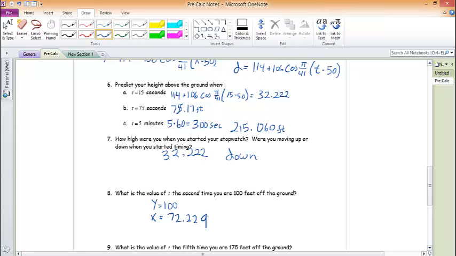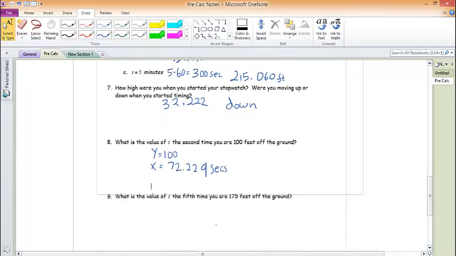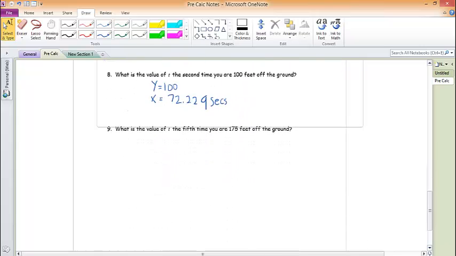And we're gonna get that it intersects when x is equal to 72.229. Or it's also t, because we rewrote the equation, if you remember, as d is equal to some function of t. So this will be 72.229 seconds. That was the number of seconds it took us to get 100 feet off the ground the second time. And actually, if you notice at the graph, it will be going down afterwards. Okay, last question. This time it's the last question.